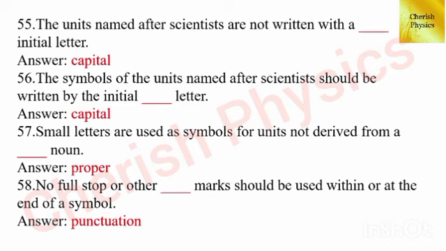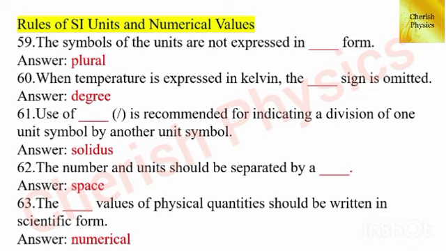The units named after scientists are not written with the capital initial letter. The symbols of the units named after scientists should be written with the initial capital letter. Small letters are used as symbols for units not derived from a proper noun. No full stop or punctuation marks should be used within or at the end of the symbol. The symbols of the units are not expressed in plural form.